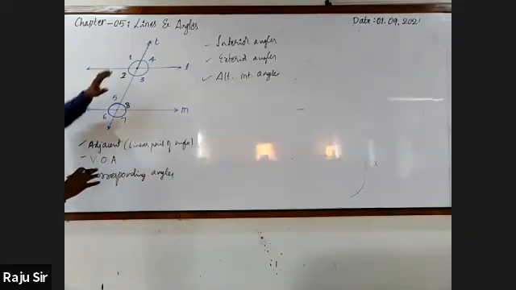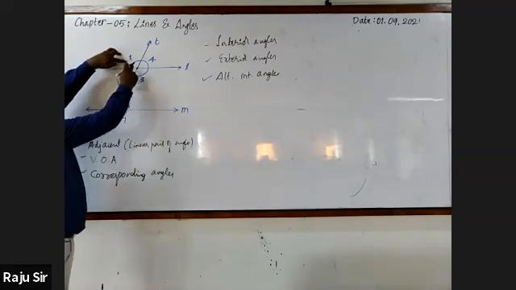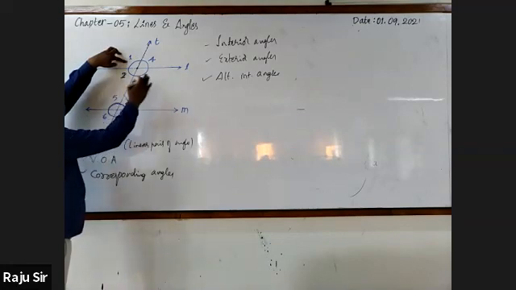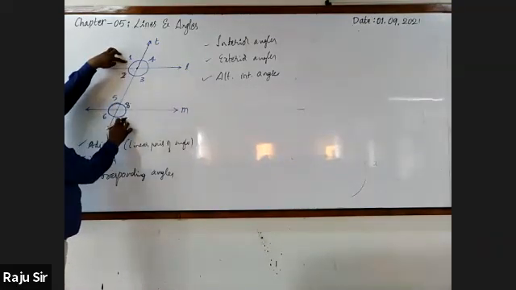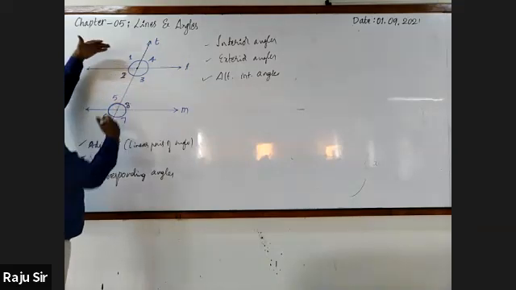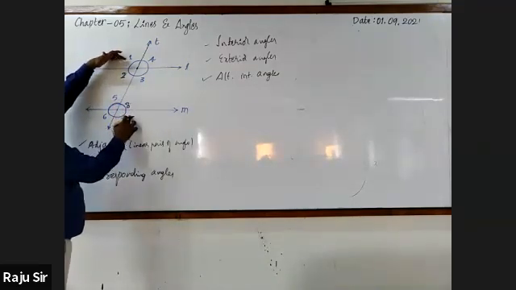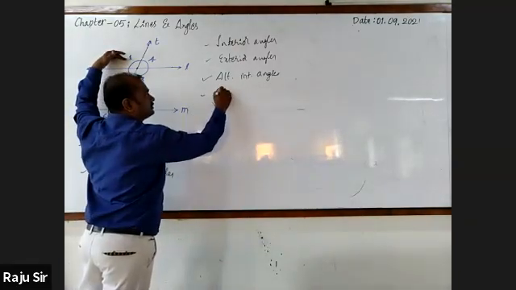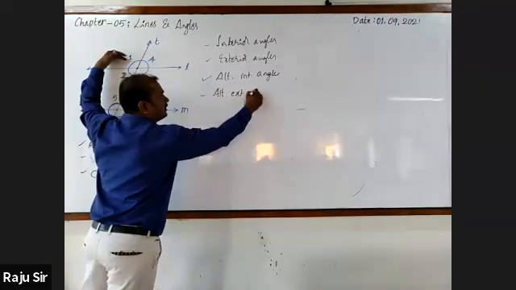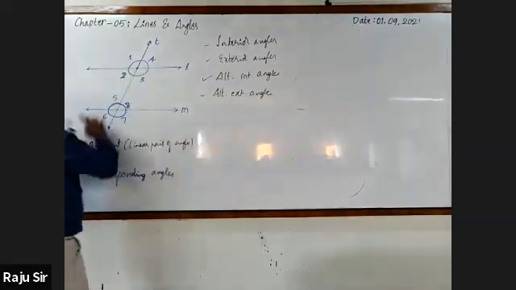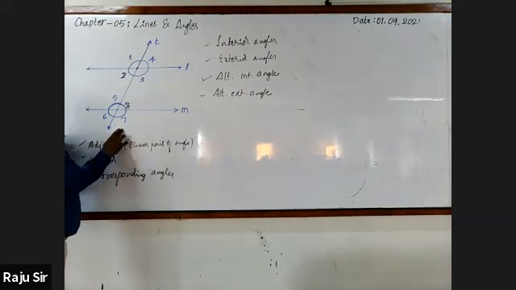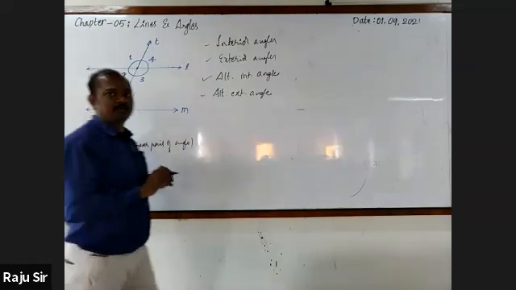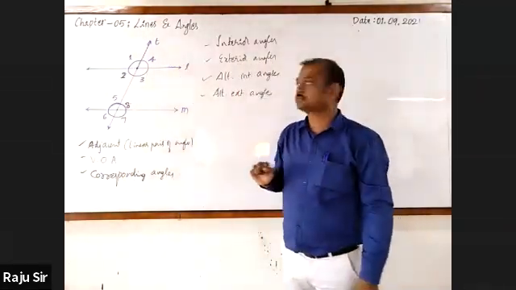Similarly, observe. The angles that are formed on either side of the transversal at distinct points and on the exterior part of the parallel lines are called alternate exterior angles. Here, angle 1 and angle 7, angle 6 and angle 4. They are also equal. Understood? Next.